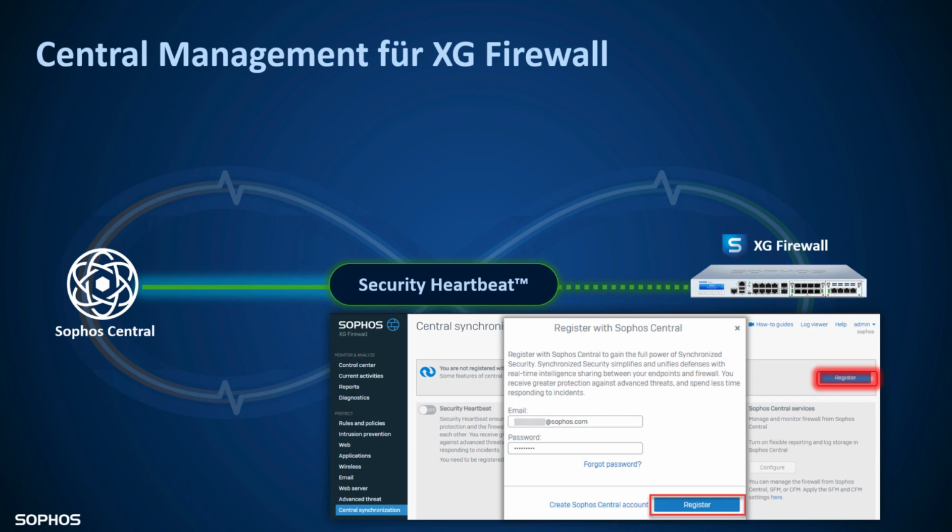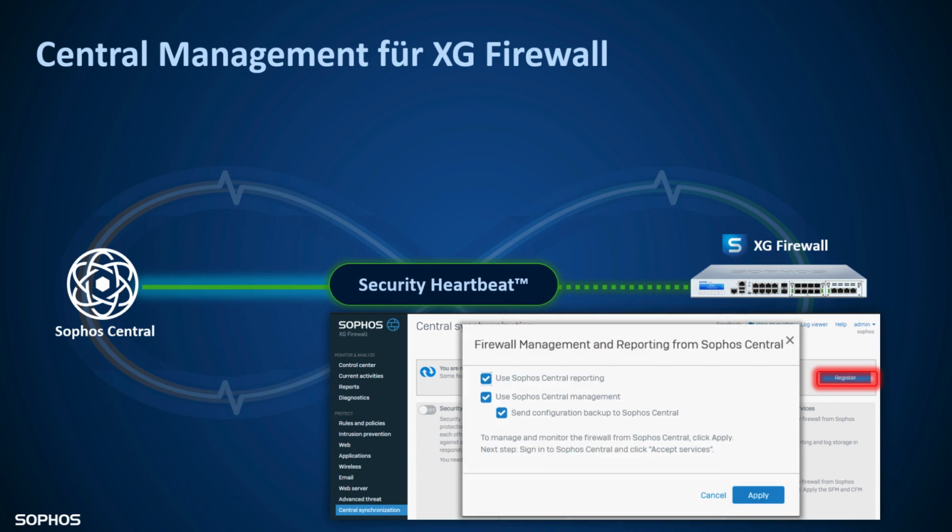If you don't have a Central account, XG Firewall gives you the option here to create a new Central account. And if you have done this step, it's actually finished. You have created the link between the XG Firewall and the Sophos Central platform, and now you are able to manage all your XG Firewalls. You can opt in or opt out of the reporting, the Sophos management, and also the backup management if you don't want to use those features.